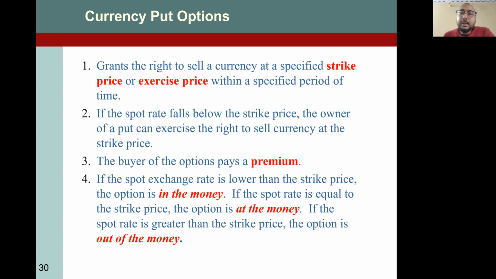All right. Now let's finish the currency derivatives with the last of the derivatives among the three. The first one is forward, the second one is future, the third one is option contract. And under option contract, we have two contracts, call and put. All right. Now let's understand the put.